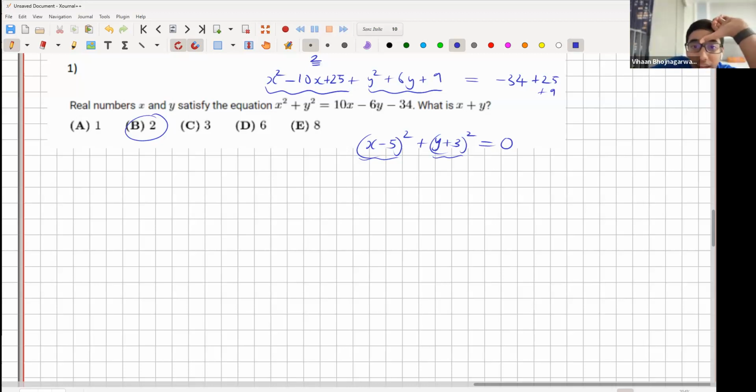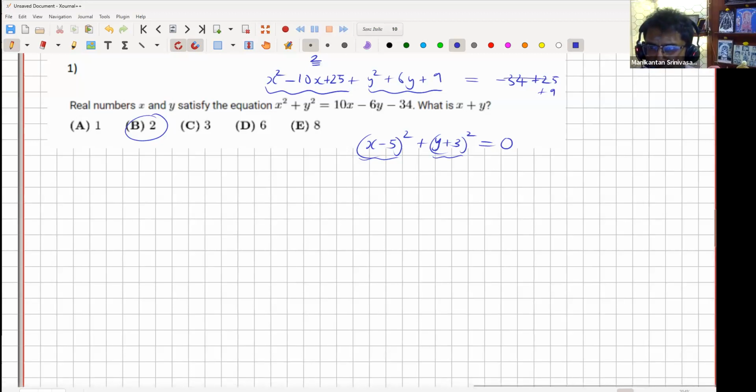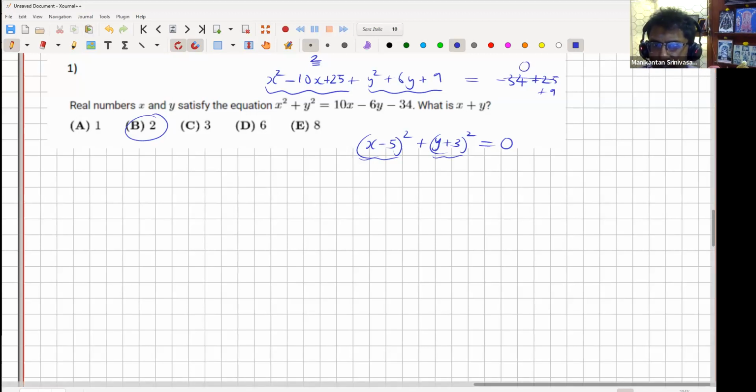So I'm just saying that if you open the bracket, wouldn't it just become plus minus 0? So the right hand side is 0. So I have x square minus 10x plus 25 plus y square plus 6y plus 9 equal to 0. This far I agree, which you can simplify as this, or leave it in the expanded form also. But how do you infer that x equal to 5 and y equal to minus 3?